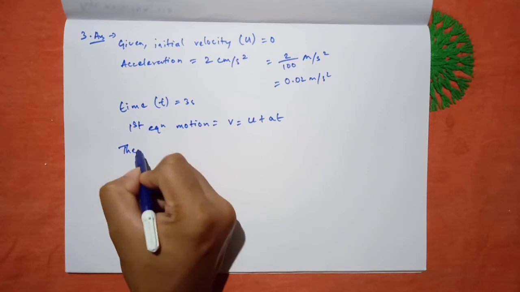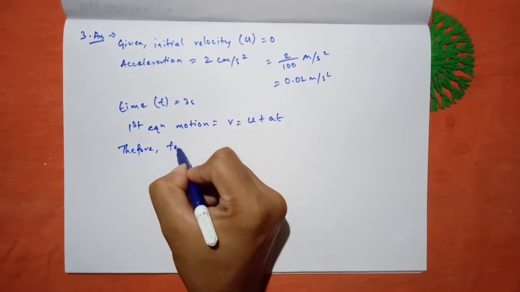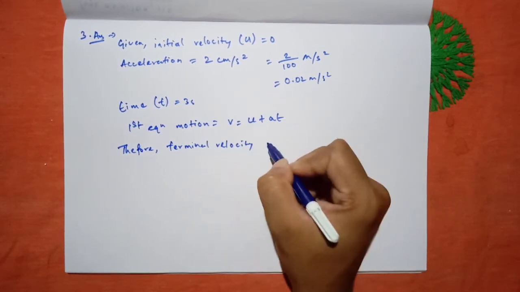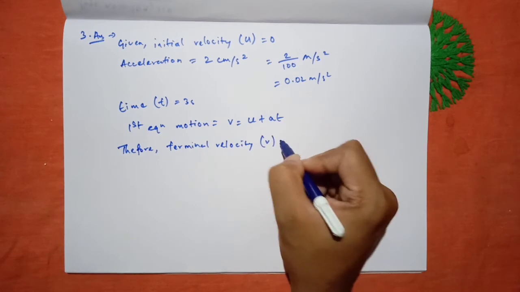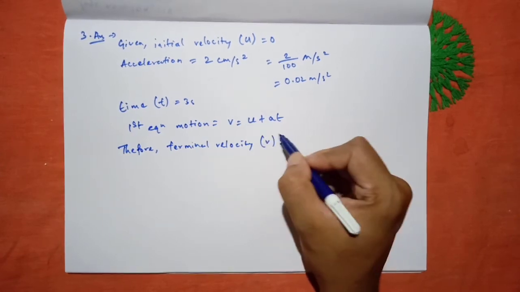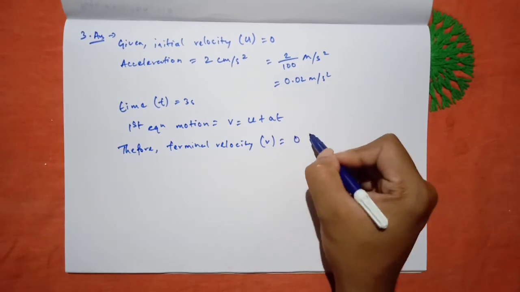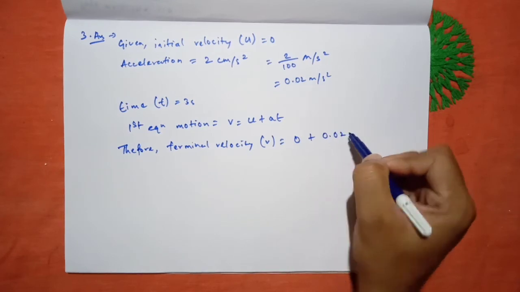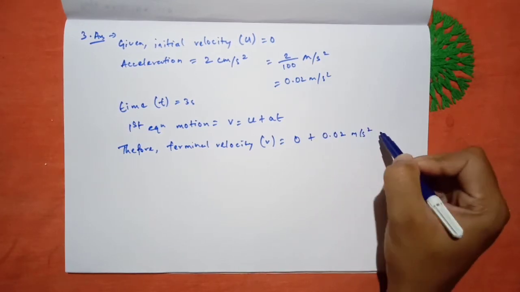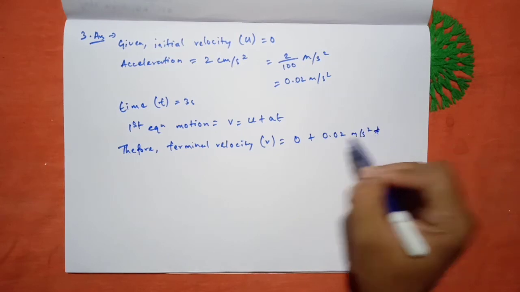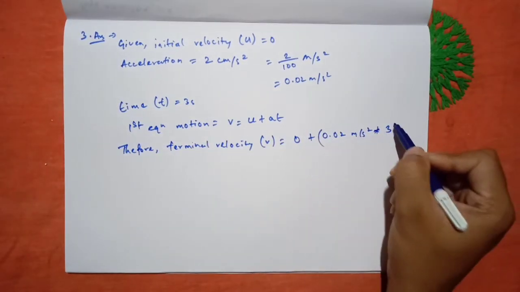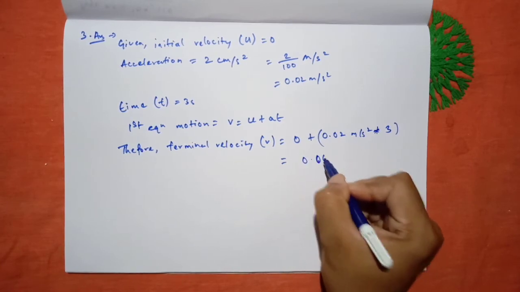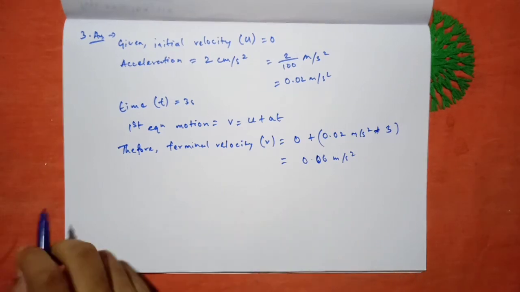So therefore the terminal velocity of the trolley, which is v, we have to find out the terminal velocity. U is 0 plus at. Acceleration, this is a, which is 0.02 meter per second square, into time is 3 seconds. So this will be 0.06 meter per second square.